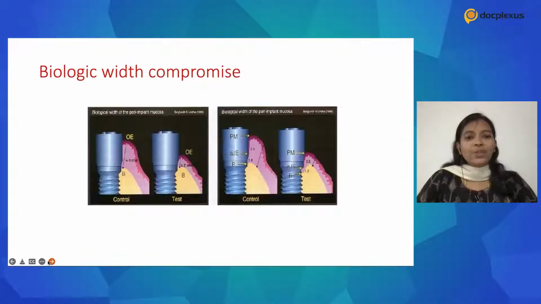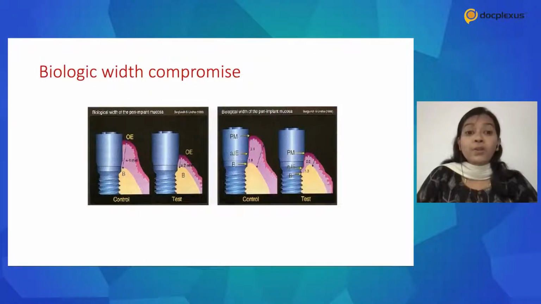So this biologic width, as I told you, is composed of the epithelial part as well as the connective tissue part. You should be able to maintain an altogether 4 millimeters of biologic width in order to have a long-lasting implant.